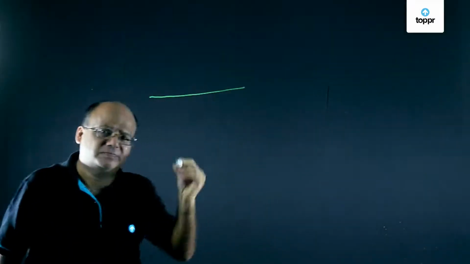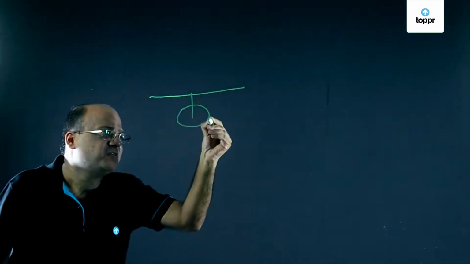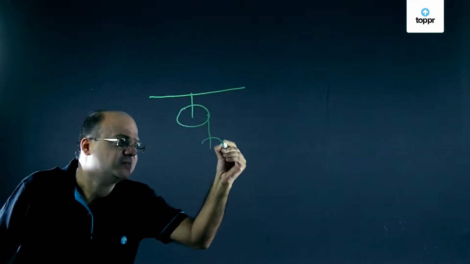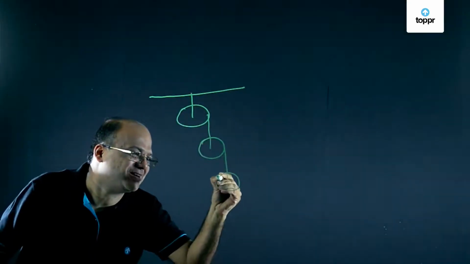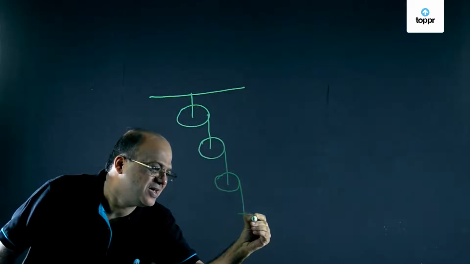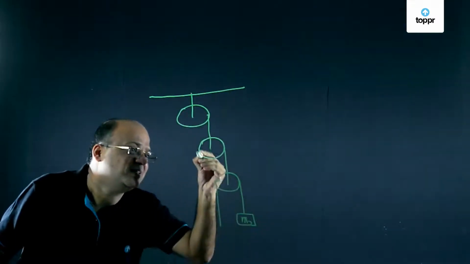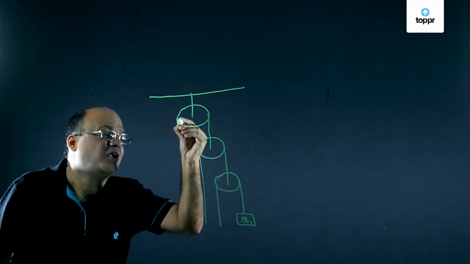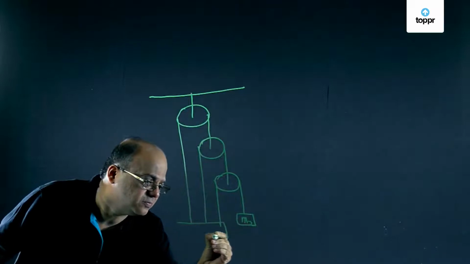Now let us look at a slightly more involved problem. This is one pulley here. From this side, one more pulley is hanging. And from here, one more pulley. Don't get scared. It is simple. Here is mass M2. And these strings are all connected to mass M1.